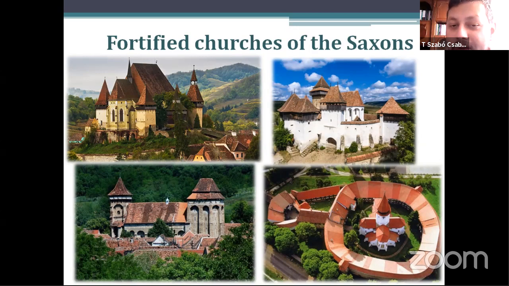There are more than 200 of these. It's one of the biggest built heritages in Transylvania. Almost every village in the Saxon land is symbolized by its monumental fortified church. What you can see here are only some of the well-preserved examples.